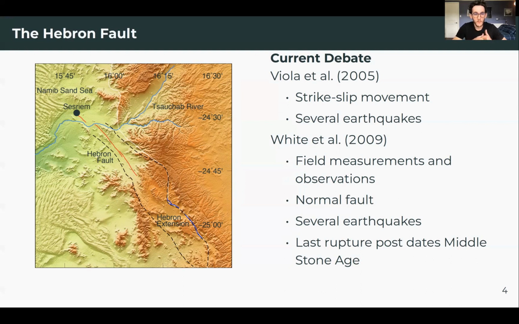A more recent study by White et al. in 2009 made several field observations. They took 10 theodolite measurements of the fault scarp, and they determined that it was a purely dip-slip normal fault that had last ruptured since the late Pleistocene.